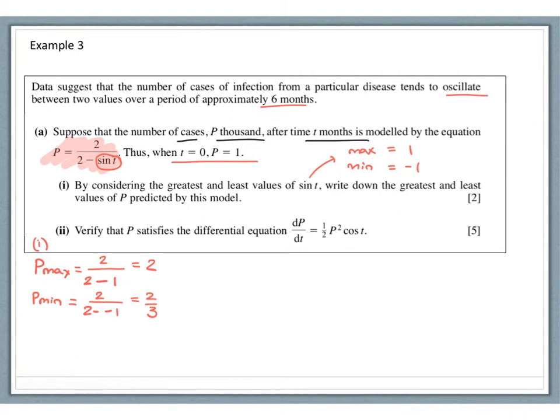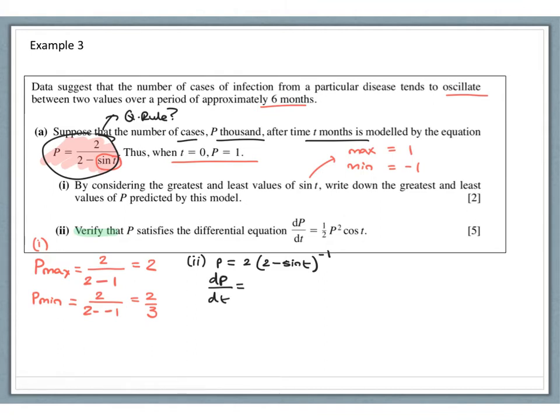Part 2, verify that P satisfies this differential equation. So as you've seen previously, I could separate variables and integrate, but it's often simpler just to differentiate. So my equation for P is up over here. We need to differentiate it. So I'm just going to rewrite it. P equals 2 brackets 2 minus sine t to the power of -1. I could have differentiated it in its original form, perhaps by making use of the quotient rule, if I wanted to. I'm actually going to make use of the chain rule, which I think is a little bit quicker.